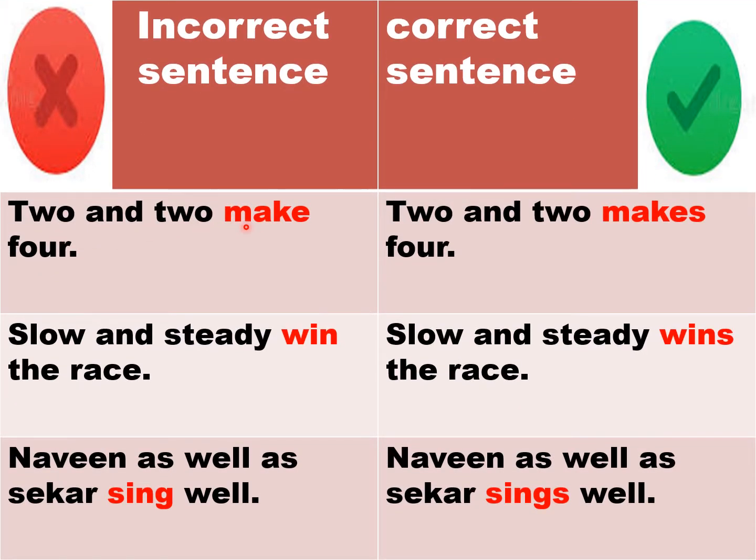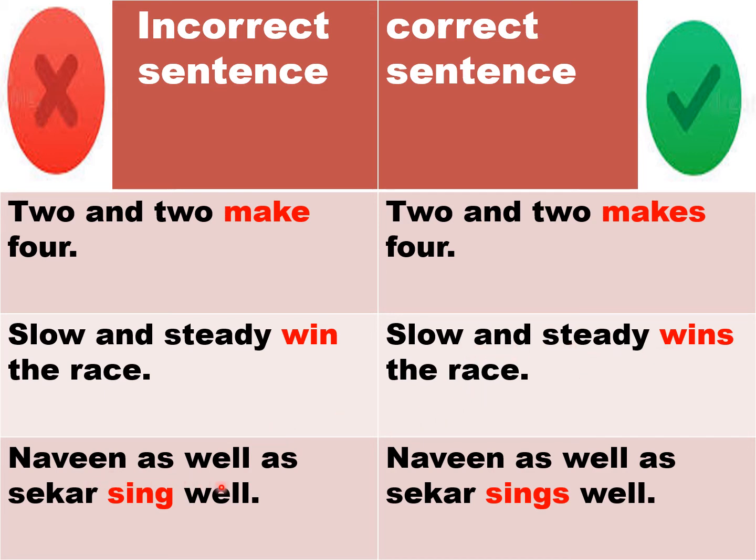Two and two make four. Two and two is a single unit, so a singular verb must be used. Two and two makes four. Slow and steady win the race. Here also it is a single entity, or both are singular, so a singular verb must be used. Slow and steady wins the race.